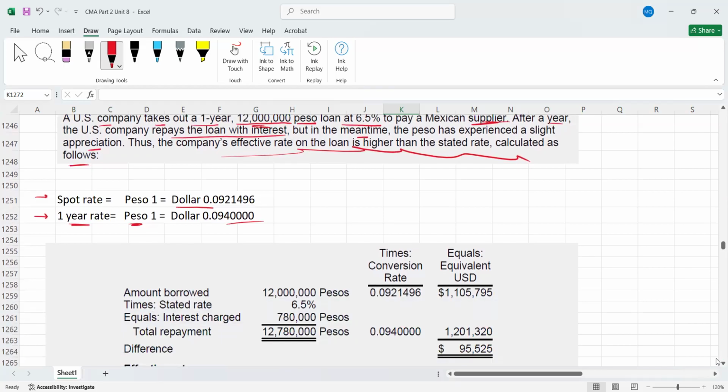First of all, you will make this column. So you will first write the amount borrowed. How much amount did you borrow? You borrowed 12 million pesos, right? 12 million. This is the amount you borrowed today.